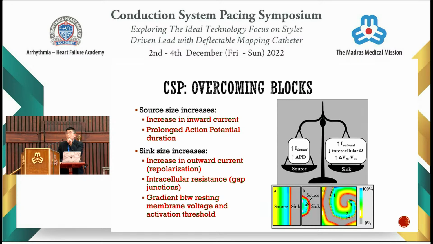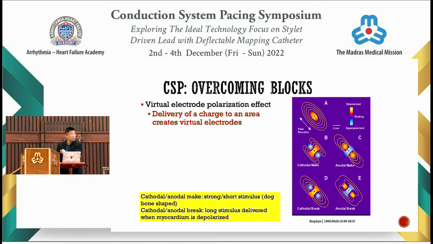So the cells may be conducting, but because of differential sourcing effect between your source and your sink, it may not conduct so well. And if we could get a lead there in conduction system pacing, we may be able to overcome this and still be able to propagate potential.